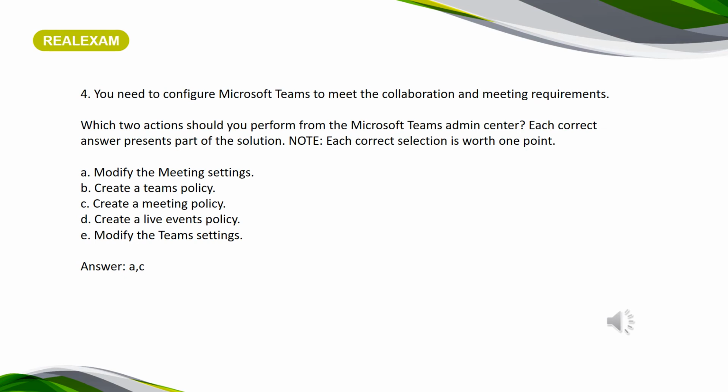4. You need to configure Microsoft Teams to meet the collaboration and meeting requirements. Which two actions should you perform from the Microsoft Teams Admin Center? Each correct answer presents part of the solution. Note: each correct selection is worth 1 point. A. Modify the meeting settings. B. Create a Teams policy. C. Create a meeting policy. D. Create a live events policy. E. Modify the Teams settings. Answer. A. C.